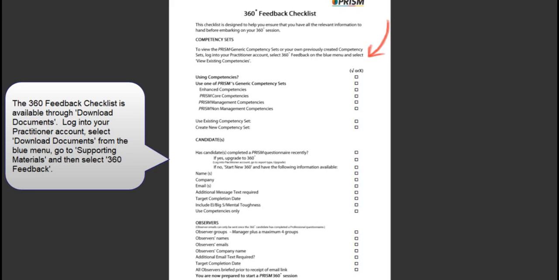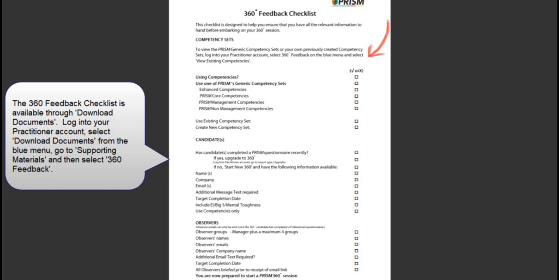Competency sets. The inclusion of competencies within the process is optional. If you want to include competencies, you have the option to use one of the PRISM generic competency sets, there are 4 to choose from, or you can use an existing competency set that has already been created for your practitioner account, or you can create a completely new competency set.